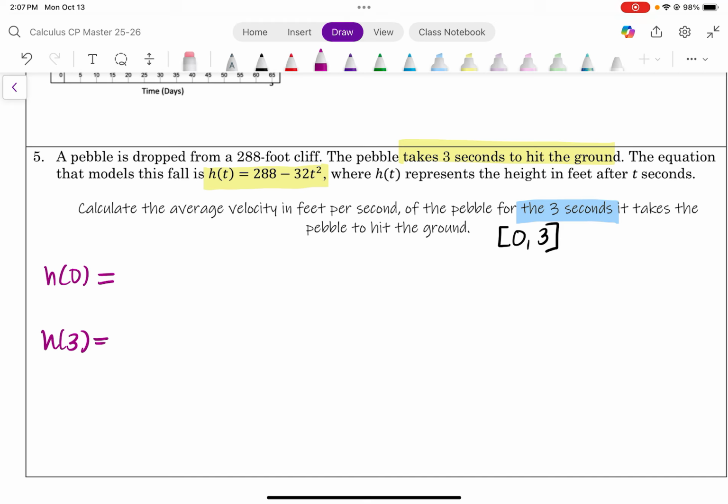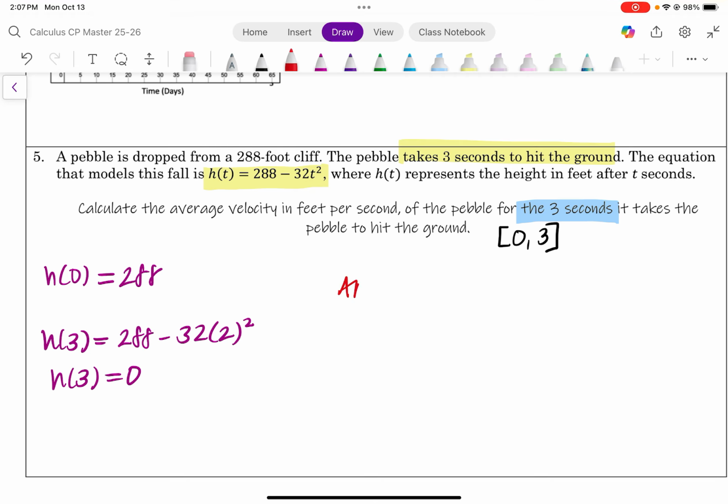Now, h of 0 is 288. You can see that by plugging in 0 for t. But for the other one, maybe I need to do a little more work. So 288 minus 32 times 3 squared will actually give me an h of 3 which is 0, which makes sense because that's when it's hitting the ground and the height is 0.